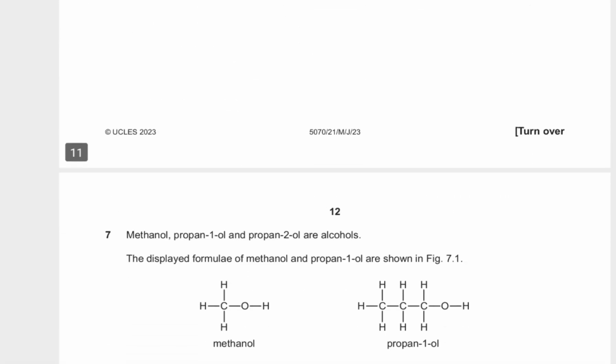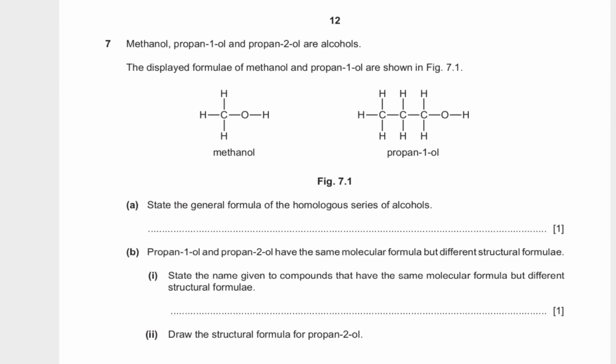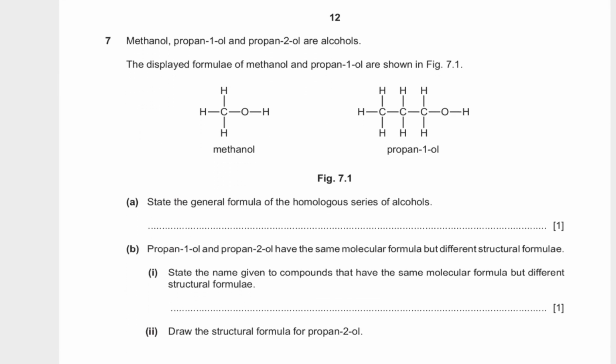Then moving on to the next question. The question is: methanol, propan-1-ol and propan-2-ol are alcohols. The displayed formulae of methanol and propan-1-ol are given to you. State the general formula of the homologous series of alcohols.